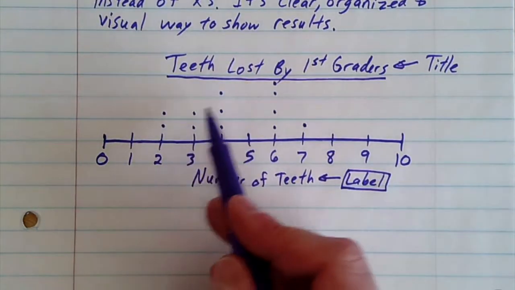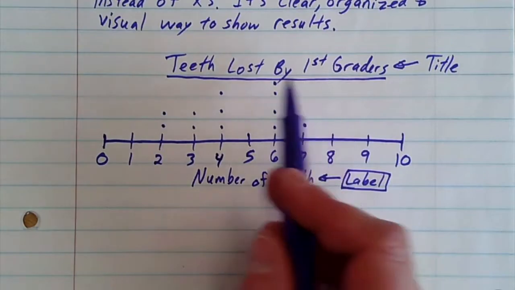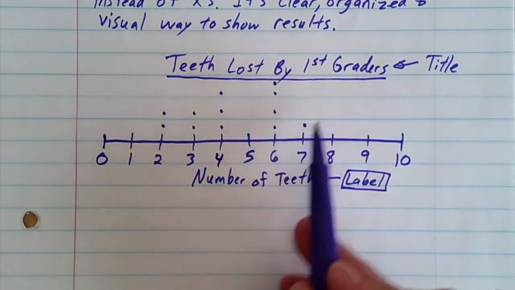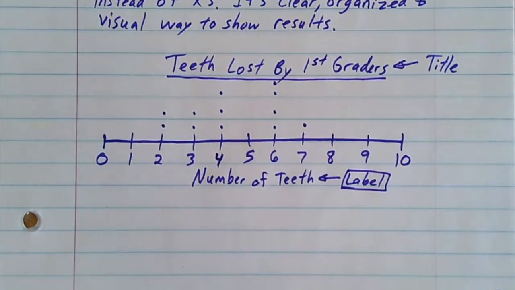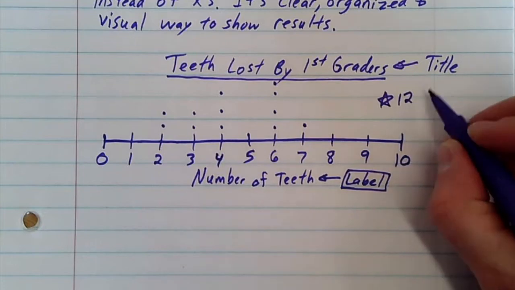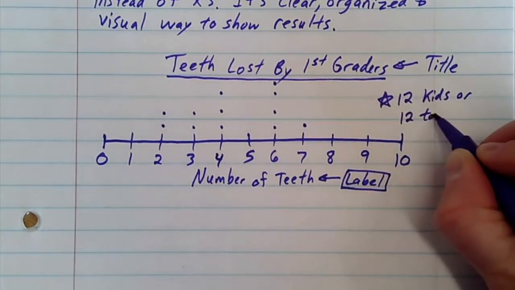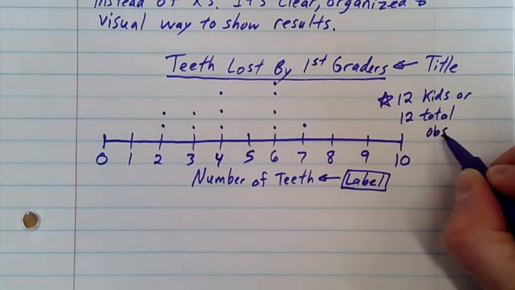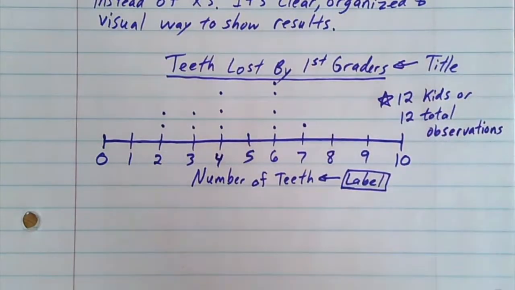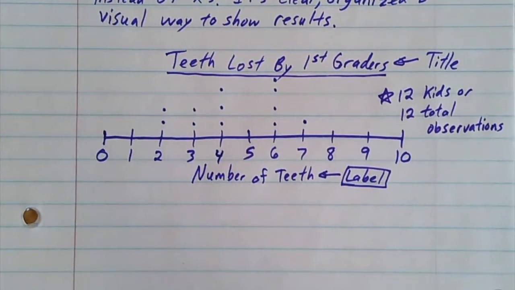The dots in here are actually how many total observations or how many first graders they asked. How do you know that they're first graders? That's what the title said. So how many first graders did they actually ask about how many teeth they lost? You'd have to count the dots up, and you know that there are 12 kids that they asked, or they may call it 12 total observations. So we know about statistics, you're collecting data, so they took 12 total observations. There's 12 dots, 12 kids.